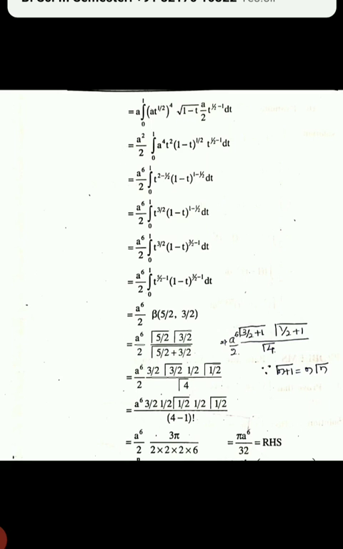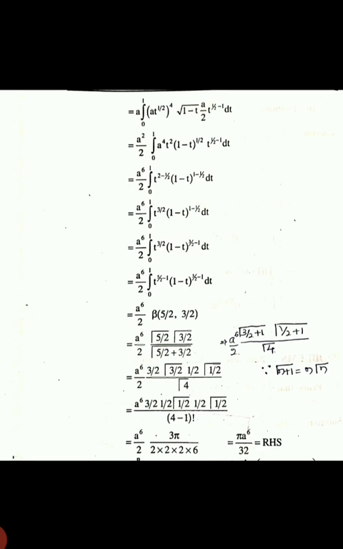Once again, solve. The constant term a raised to 4 is there. Take it outside. The remaining part is what? Taking the constant a to the power 4 outside, with a raised to 2 already there, we get a raised to 6 divided by 2. The remaining part is the integration from 0 to 1. t raised to the first term 2 and the last term 1 by 2 minus 1. 1 by 2 minus 1 is minus 1 by 2, and adding the 2, we get t to the power 2 minus 1 by 2. Next, the remaining 1 minus t, with the power 1 by 2.